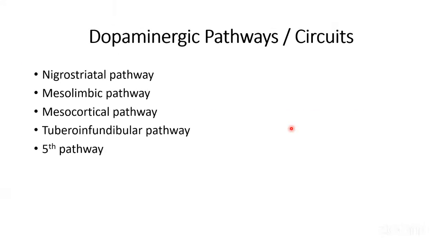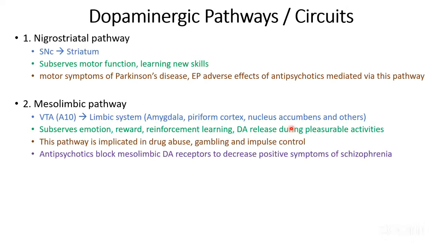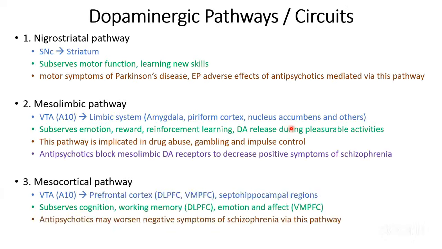There are actually five dopaminergic pathways: the nigrostriatal pathway, mesolimbic pathway, mesocortical pathway, tuberoinfundibular pathway, and the fifth pathway. First is the nigrostriatal, which is coming from the substantia nigra pars compacta to the striatum. This nigrostriatal pathway subserves motor function, that is, learning new skills. So the motor symptoms of Parkinson's disease and the adverse effects of antipsychotic drugs are mediated through this nigrostriatal pathway.